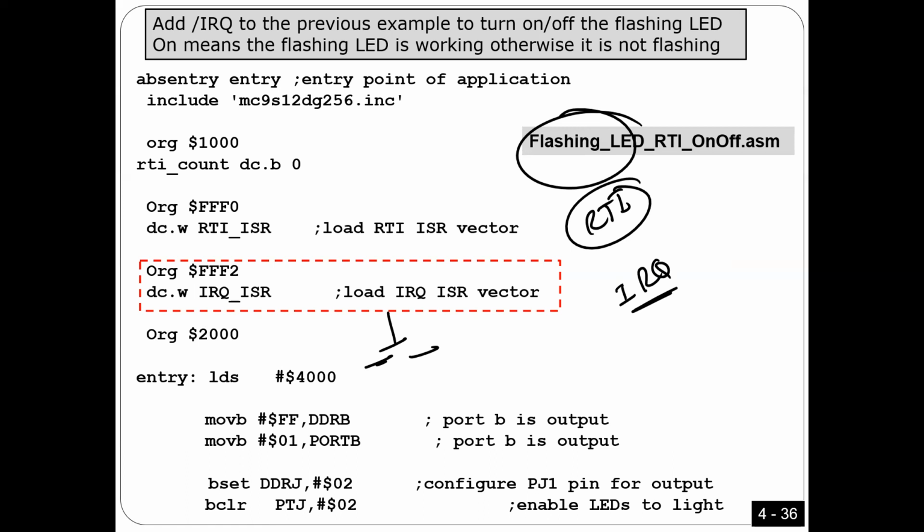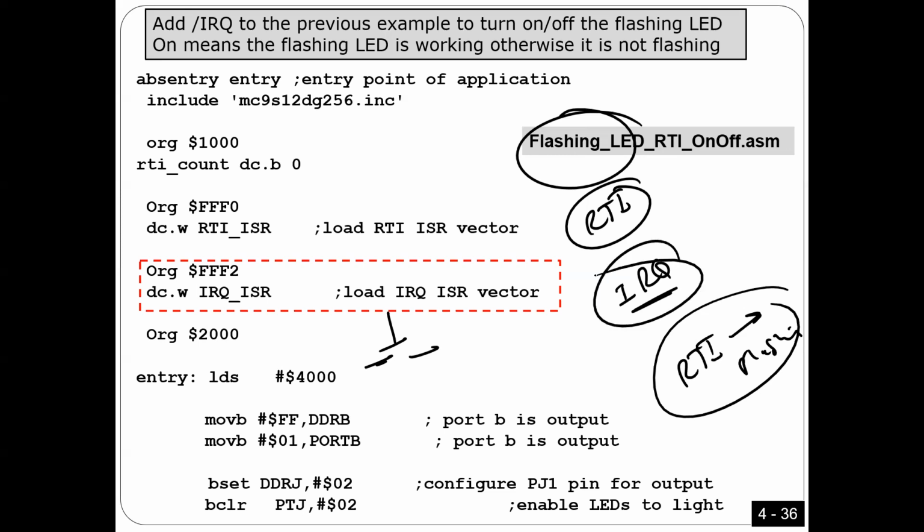Okay, let me say it again. Number one, RTI is doing the flashing. This is exactly the same program I have just taught. Now, IRQ: if flashing is working, I press a button, no flashing. Press the button again, flashing is going to work again. You know how I'm going to do it? Very simple.